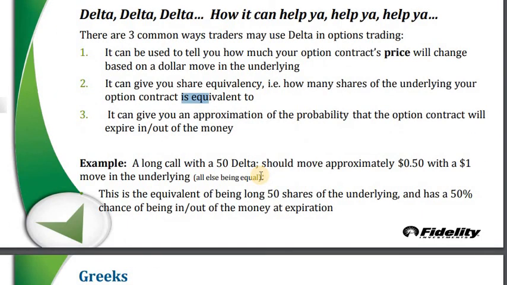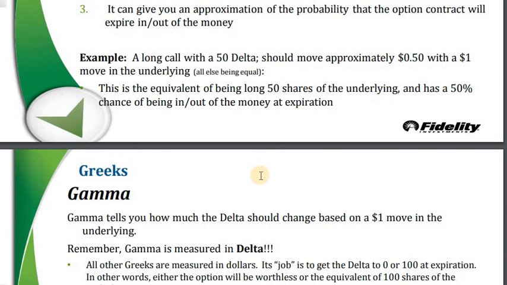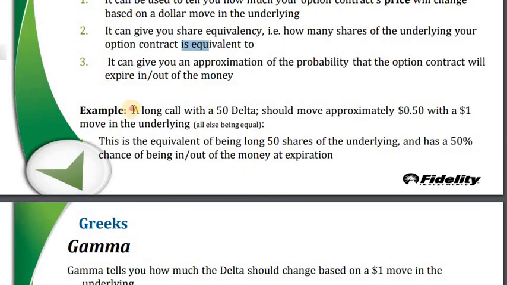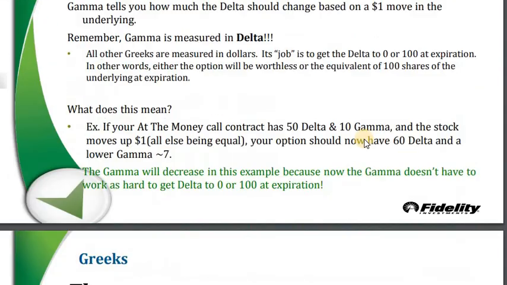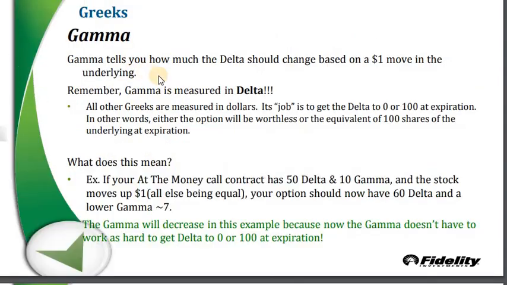So this is one example which they have mentioned: a long call with 50 delta should move approximately 50 cents with a $1 move. Correct? So if your stock is moving by $1, your option price will change by 50 cents, or 50 paise. Correct? Okay. So gamma tells you the same thing: the delta is going to change if the stock price is going to change. Correct? So gamma is going to change.